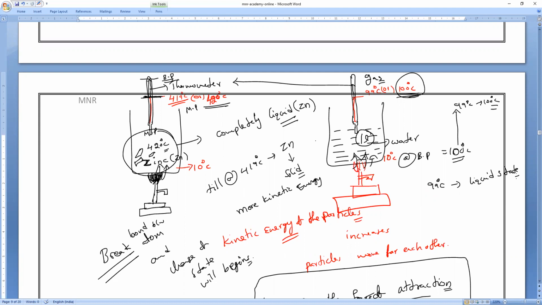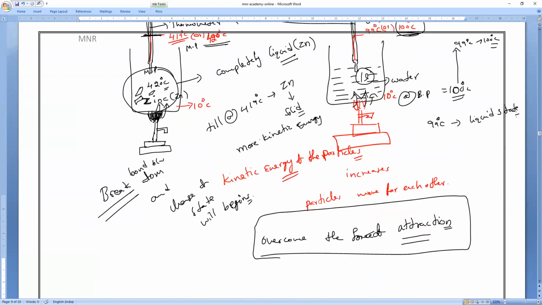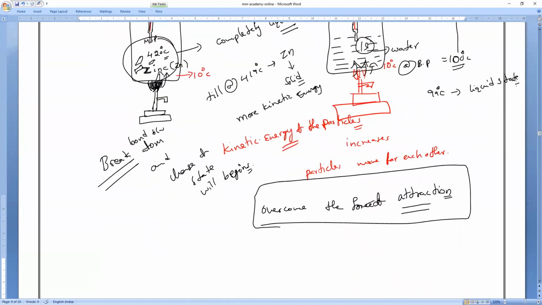Sir, one doubt. Yes, ask me. Sir, up to which temperature will it be constant? Until the entire liquid has converted into gas, or the entire solid has converted, until then it will be at a constant temperature. Understood? Once the entire given substance has completely changed its state, then again you can observe a rise in temperature.